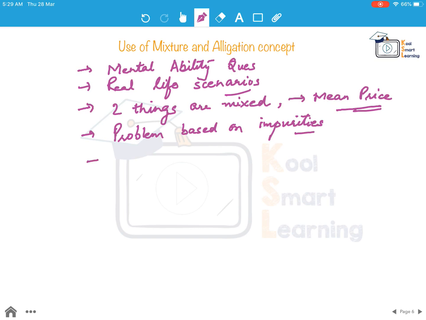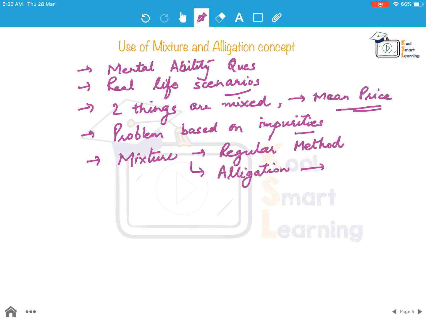Now, the important thing to understand is that mixture problems can be solved in a regular way also, but regular method is definitely more time consuming approach. So using it with alligation method makes it much faster. So this is a faster approach. So when we are talking about solving mental ability questions in the entrance exams or other competitive exams, we need a faster approach to solve these kind of problems. So this is a much better and faster approach to solve these kind of problems.